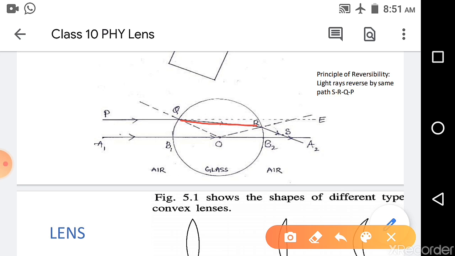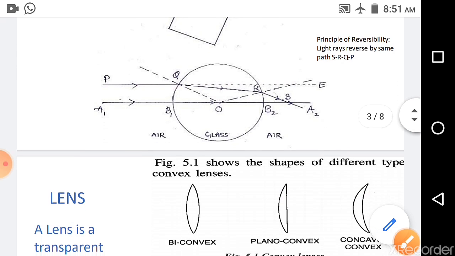So one more refraction occurs here, and the normal is drawn, so it is from glass to air, so that's why it goes away from the normal. So overall, you will find that this is the direction of the incident ray PE, and this is the direction of the emergent ray RS. Okay, so there is a deviation. The light ray always deviates when it passes through a spherical ball.